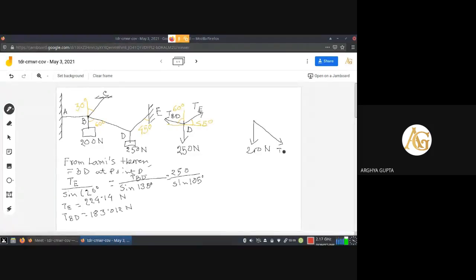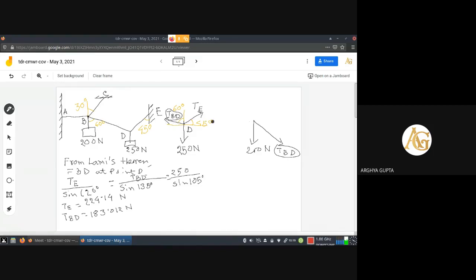So that should be the TBD. Now these two values are the same: this TBD and this TBD, because this will cancel out as these two forces are part of the same string, so the two will balance each other. So the value of TBD as tension is the same.